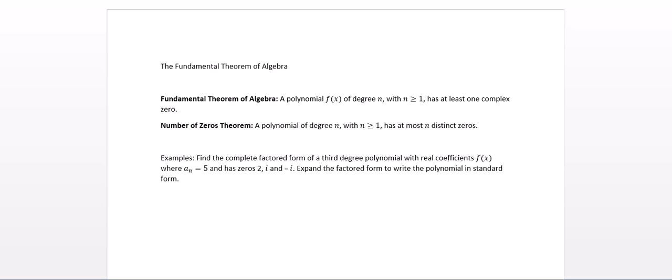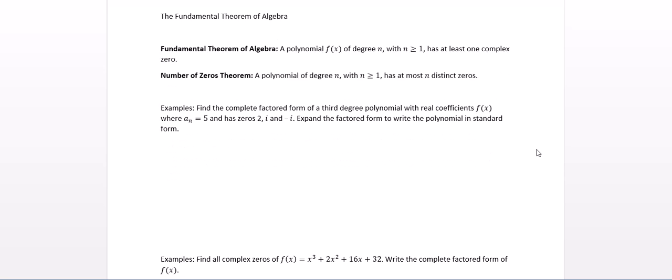The fundamental theorem of algebra states that a polynomial f of x of degree n, with n greater than or equal to 1, has at least one complex zero. And that doesn't seem like it should be a fundamental theorem, but that was huge when they discovered that this is true. In fact, the number of zeros theorem tells us that a polynomial of degree n, with n greater than or equal to 1, has at most n distinct zeros. So we know we have at least one complex zero and at most n that are different. We could have some repeats and we'll have multiplicity.